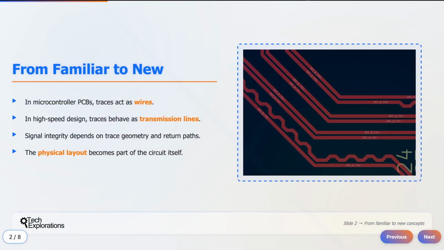When you design a simple board for a microcontroller, you think of traces as wires. They connect pins, carry logic signals, and if the schematic is correct, the board usually just works. But when you move into high-speed digital design, copper traces stop behaving like simple wires. They act as transmission lines, like antennas, that guide electromagnetic waves. At low speeds, voltage appears everywhere on a trace almost instantly. But at high speeds, voltage travels, and reflections or geometry changes can corrupt the signal. And that's the main difference. In high-speed design, the physical layout is part of the circuit.